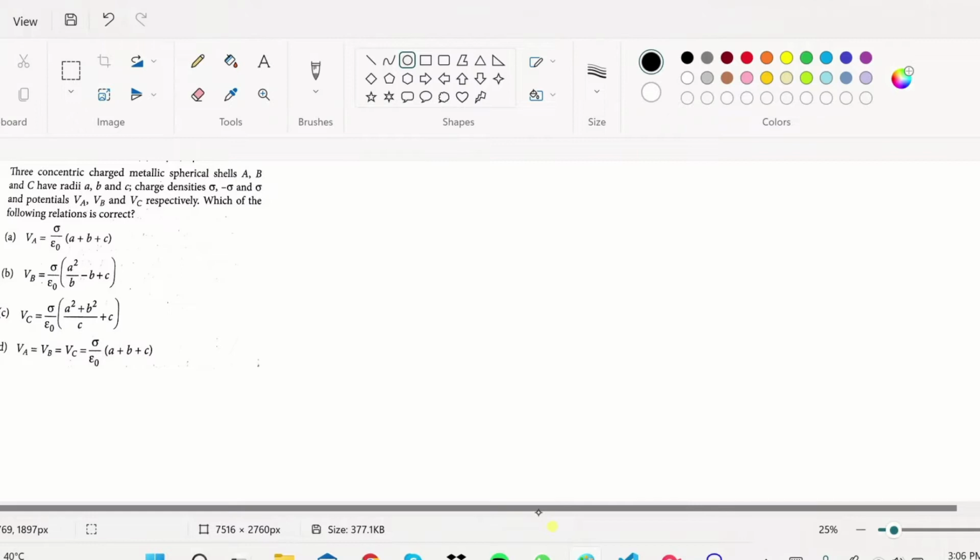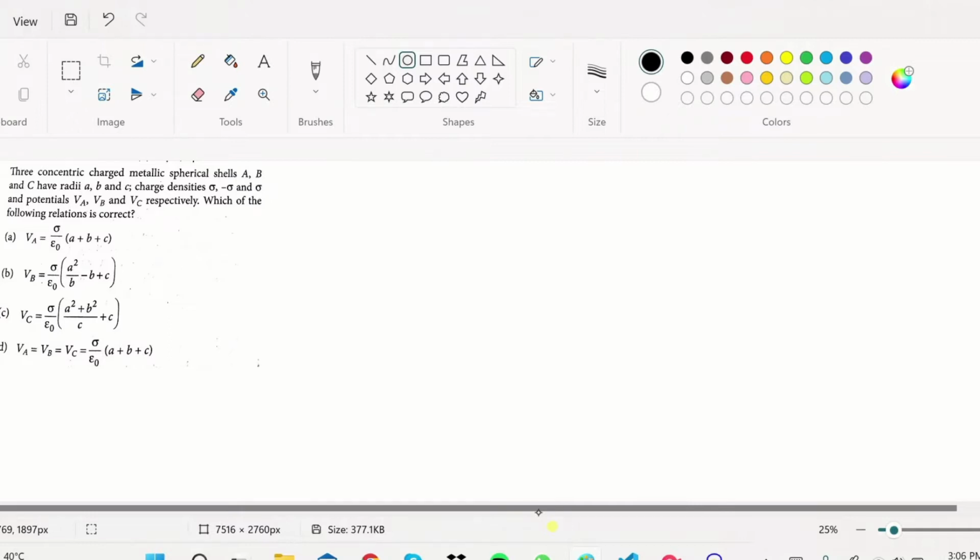In question number 2 it says: 3 concentric charged metallic spherical shells A, B and C, with radii a, b and c, each having charge densities sigma, minus sigma and plus sigma, and their potentials are VA, VB and VC. Which of the following relations is correct? Okay, so let's try to make a diagram and try to simplify it.